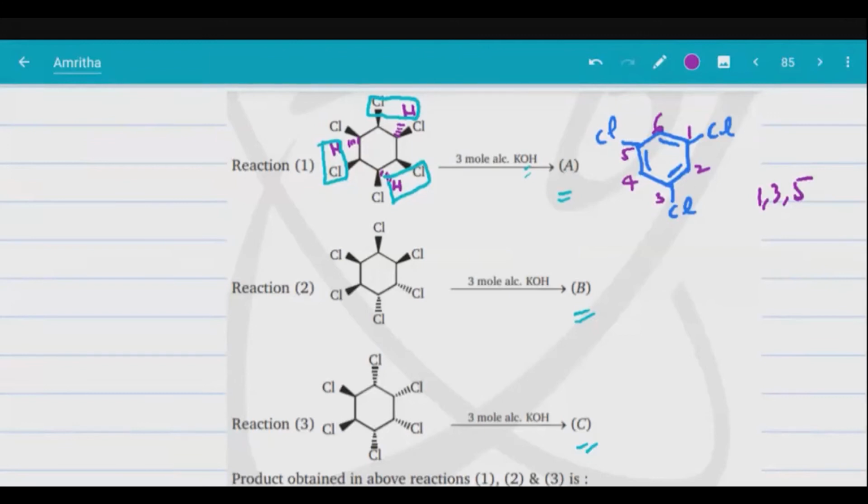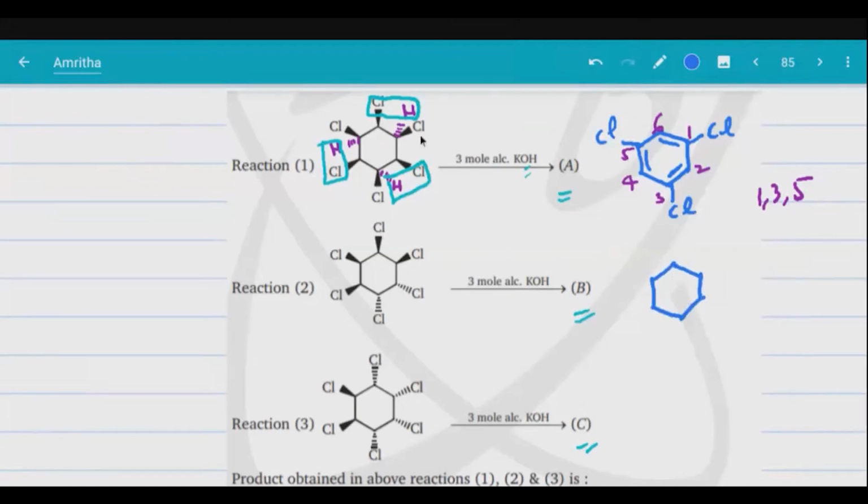Okay, done. Fine. So what do we get in the reaction? A and B are the same, right? Exactly. A, B, C, all should be the same. See, we'll get the same thing here. You see one by one, no? One up, one down should be there. If chlorine is up, hydrogen should be down.